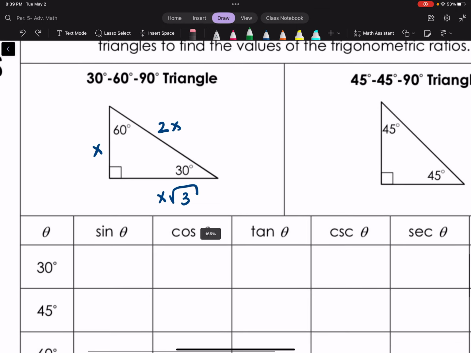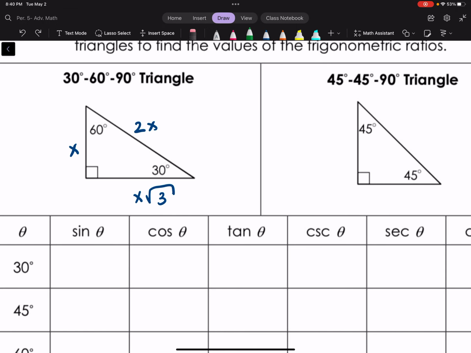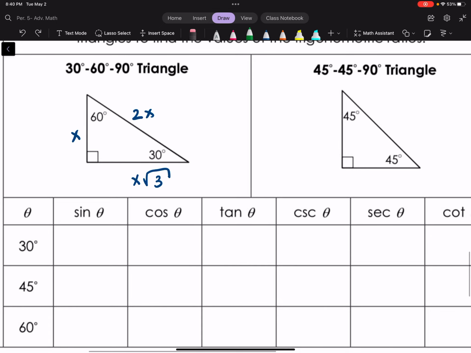That's what a 30-60-90 triangle tells you: the side across from the 30-degree angle is always x, the hypotenuse is always 2 times x, and the side across from the 60-degree angle is always x times the square root of 3.